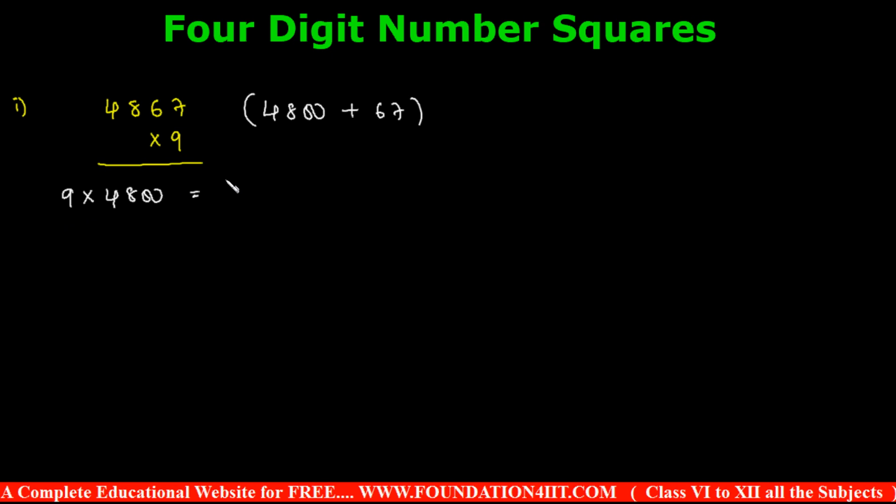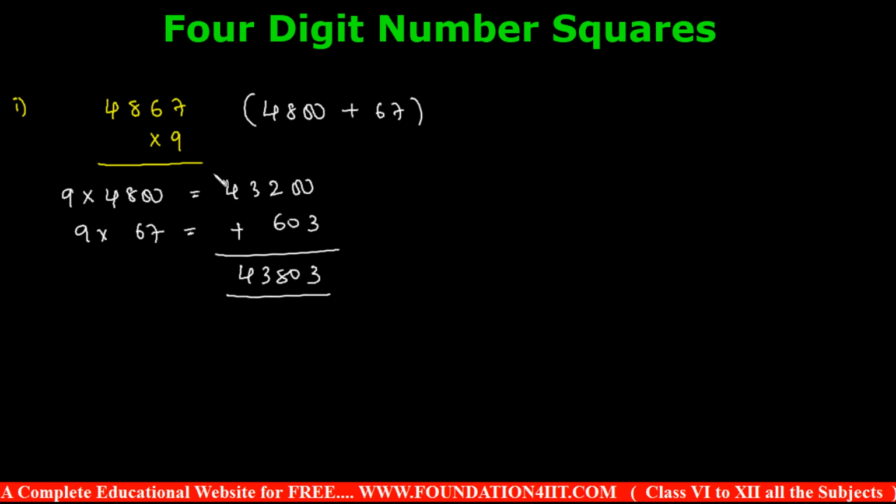Just 9 into 48 is 432. You keep 2 zeros attached. Similarly, 9 into 67 is 603, a 2-digit by 1-digit multiplication you are already perfect at. Add this to that: 43,803. This is the method you already learned, and you need to practice this first. Then only you can apply it to 4-digit number squares. Let us see one more example, and then we'll go for that method.